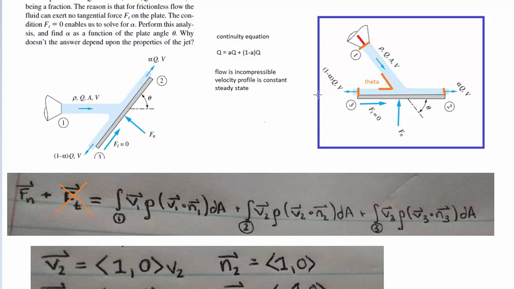So again, since we've assumed that the velocity profile is constant at these points, it means that the velocity does not depend on the geometry of the cross-section, which means that v comes out, rho comes out, the dot product comes out, and you're just integrating over the area of dA, which just gets you dA. Well, it gets you A at the inlet and the outlet. So that's going to look like this.